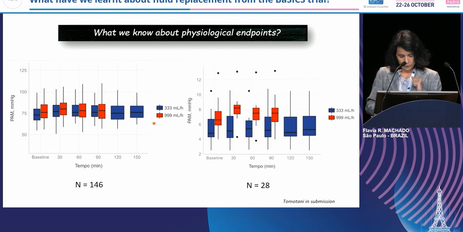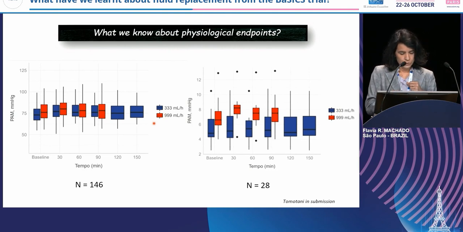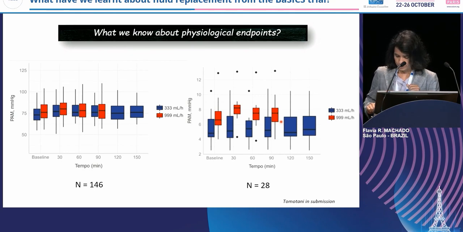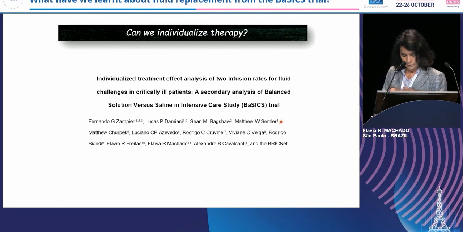However, when you look at cardiac output, and unfortunately we had access to cardiac output in only 128 patients, we could see a rise in cardiac output if the patients received fast infusion, but not when they received slow infusion. And finally, this is unpublished data.